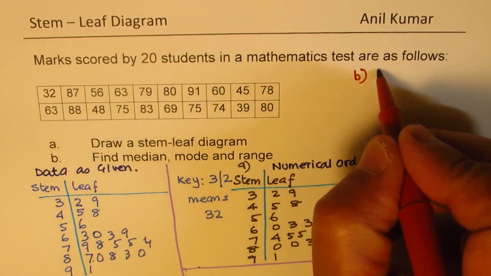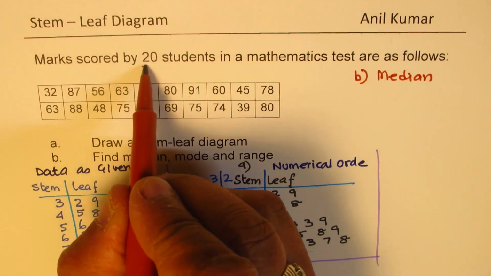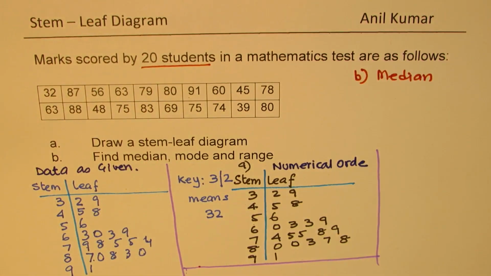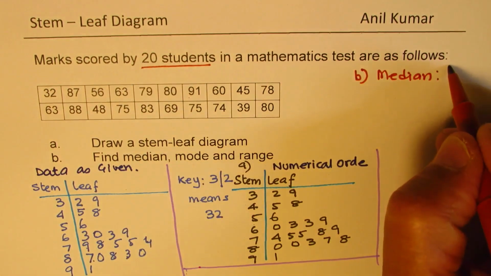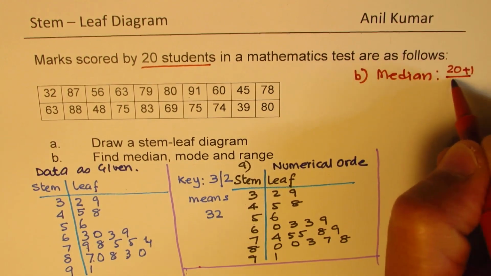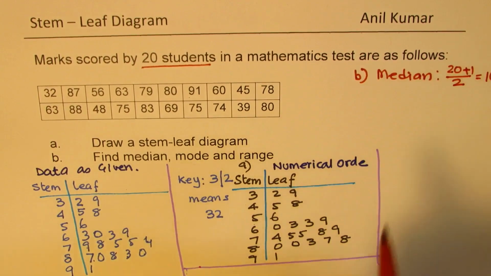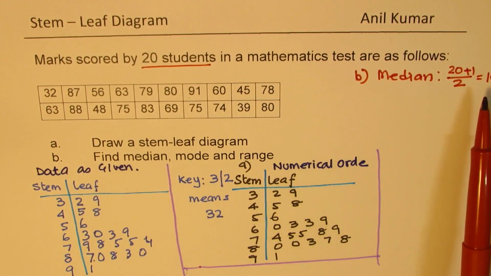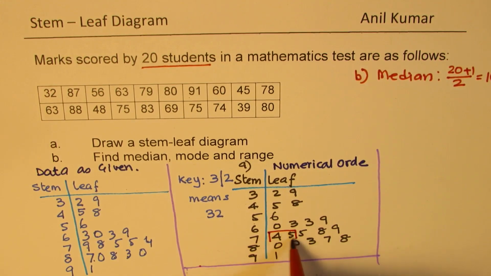So first let's figure out what is median. Since we have 20 students, the middle value will be between 10 and 11, right? How do we find it? Since there are 20 students, we'll add 1 to 20, divide by 2, and that gives you 10.5, right? So that means between 10th and 11th, we'll have the median, right? So let's count. 1, 2, 3, 4, 5, 6, 7, 8, 9, 10. So it is 10 and 11 is between these two, correct?